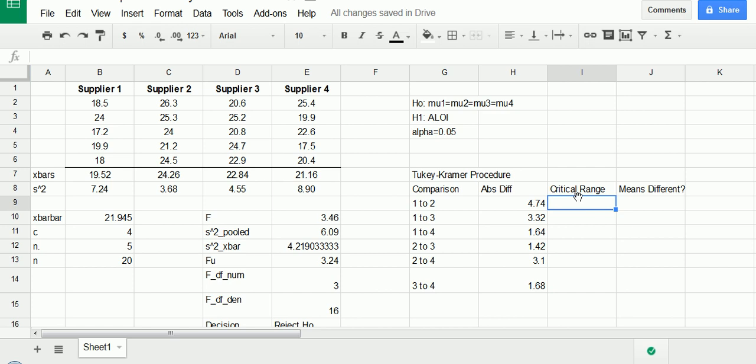Next, I need the critical range. In order to get the critical range, I must know how to calculate that. The formula for the critical range is a value that comes from the studentized range distribution called a Q upper critical value. So that's a QU. So we're going to get that from a table. Then we're going to multiply that by the square root of the pooled variance, which we calculated earlier.